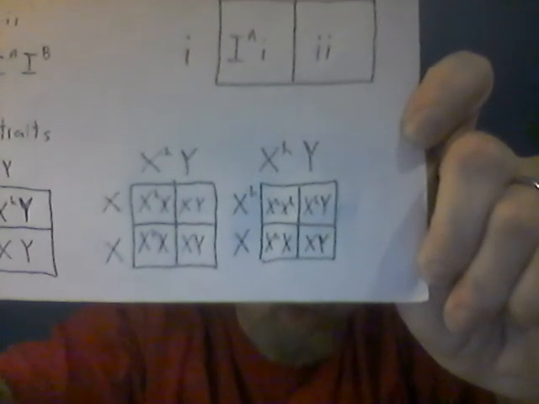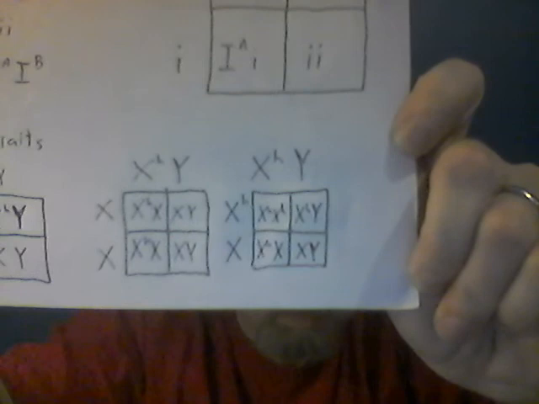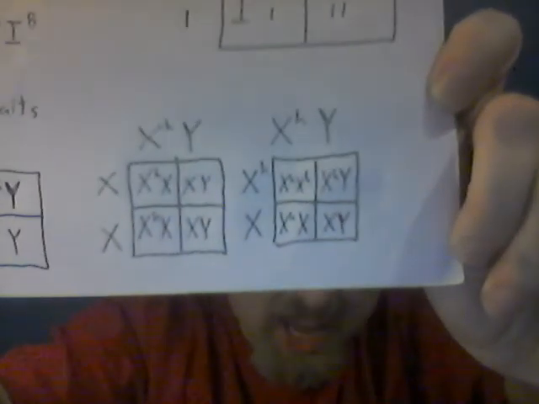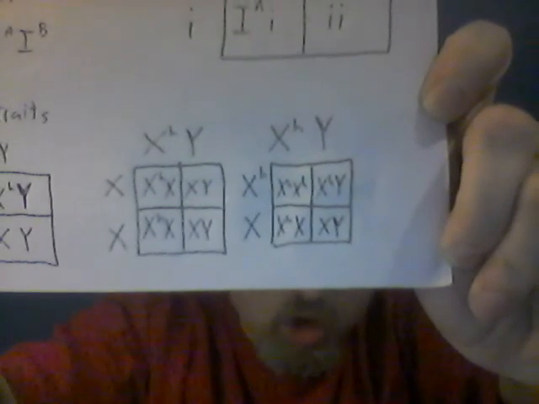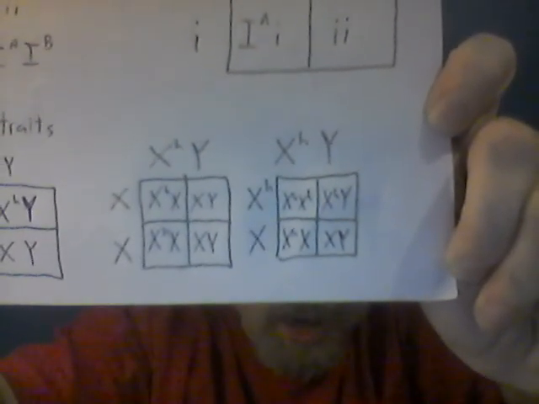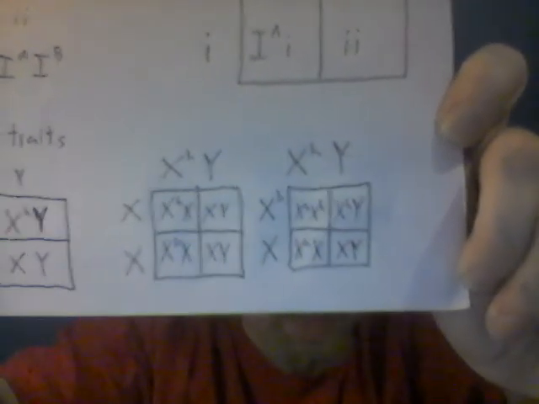This couple has a 1 in 4 chance of having an unaffected son. Got Y from dad, got mom's good X. This couple has a 1 in 4 chance of having an unaffected daughter. She got good X from mom, bad X from dad. She's a carrier of hemophilia, but she herself does not have it. She can have kids who do, but she doesn't.